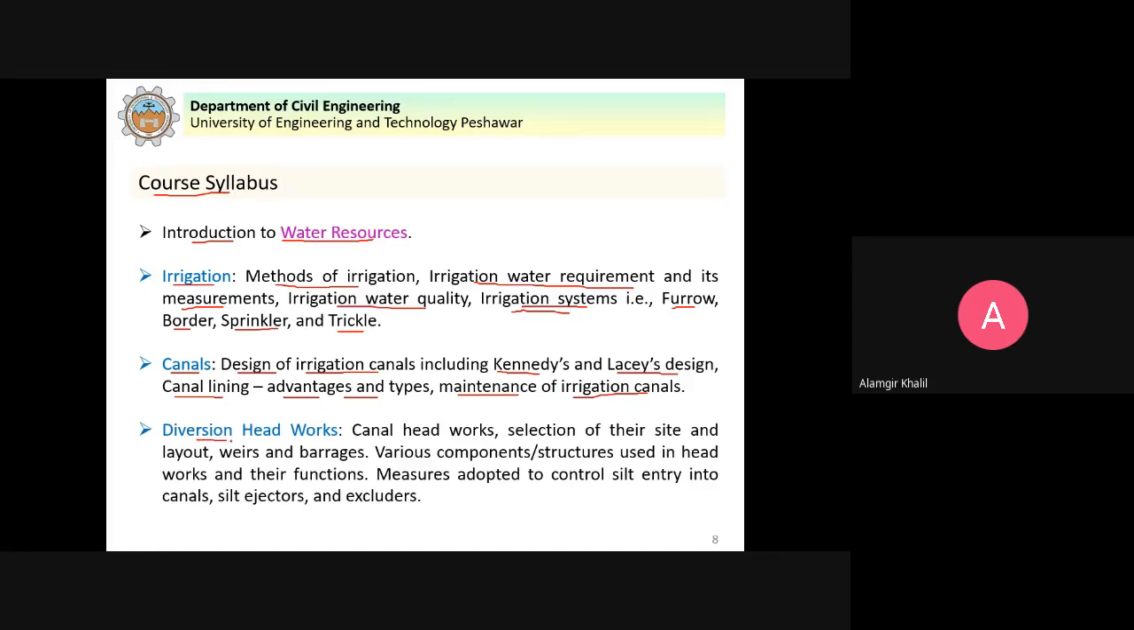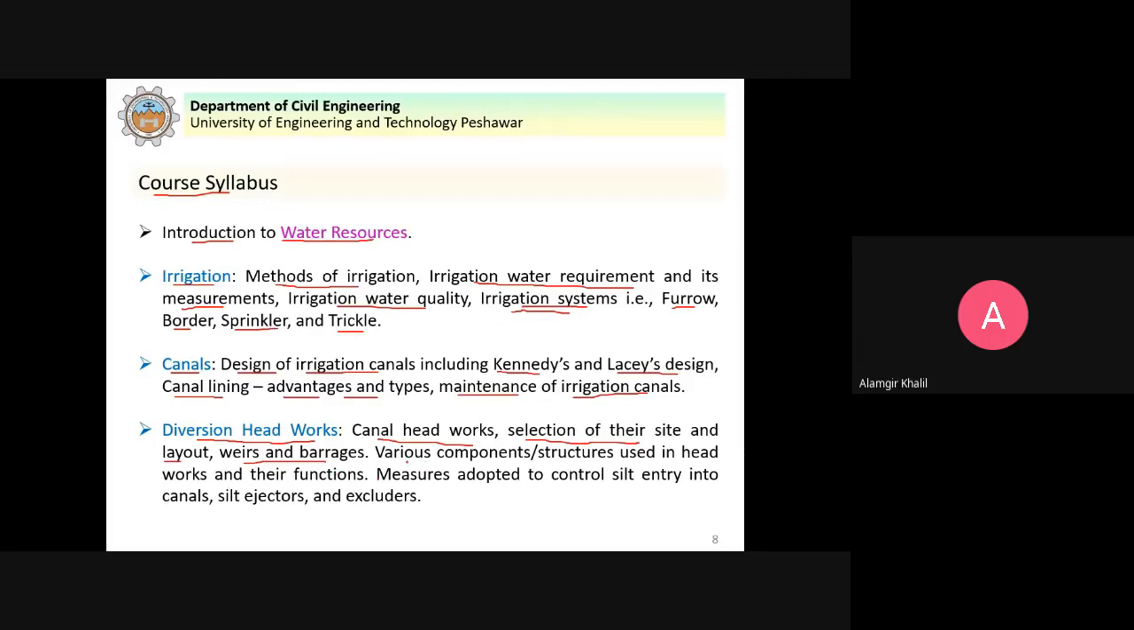We will study about the diversion headworks. We have canal headworks. It can be two types. We can have storage headworks in the form of dams where you store the water, and diversion headworks in the form of weirs and barrages. So we will study selection of their site and layout for these weirs and barrages.